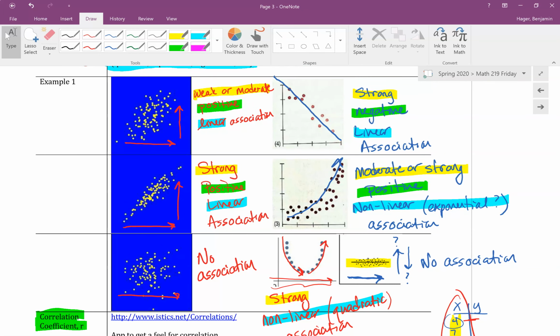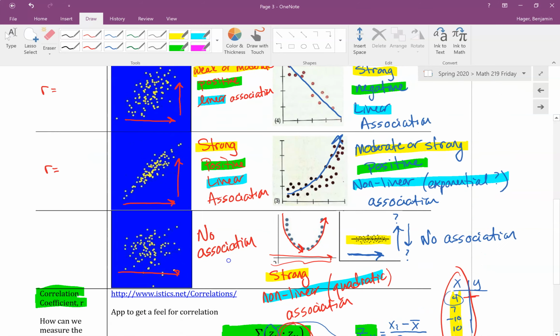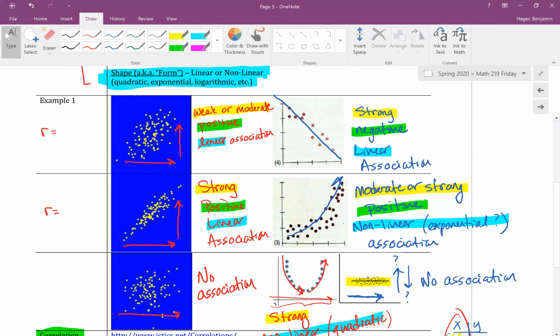Let me jump back here. Let me give an R value for this and an R value for this, a correlation coefficient. I'm making them up, but I'm basing them on what we just learned and roughly what they would be. These are both positive, we said. They're both going uphill. So when I calculate the correlation coefficient, I'm going to get a positive number here. Again, it could be between -1 and 1, and because it's positive, I know it's going to be on this side.